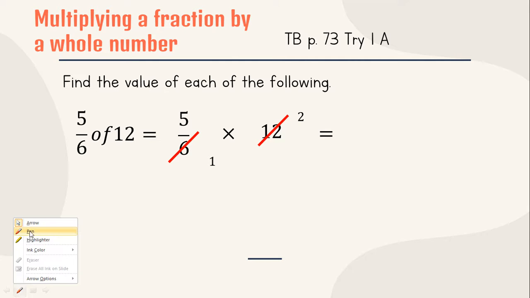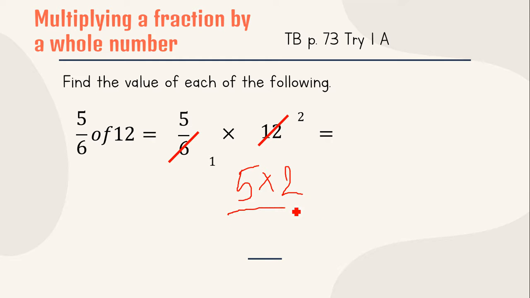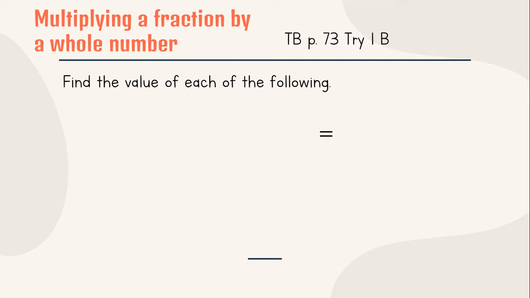Okay, let me get the pen. So actually, it will be like this. 5 times 2, okay, per 1. Get it? So 5 times 2 equals 10 per 1 equals 10. So that's how we get this 10, okay? But if you are still confused with this, you may leave your questions in the comment section, or you may ask me through DM below.